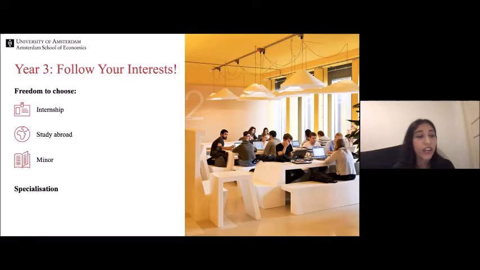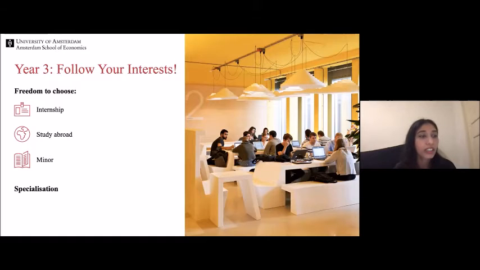And thirdly, you have an opportunity to do a minor. A minor is something like a structured program where you can broaden your knowledge in something that you're interested in, that you're curious about, something that's connected to your studies, like a minor in sustainability and economics. But it doesn't have to be that way. It can also be something completely different, like a minor in art history.